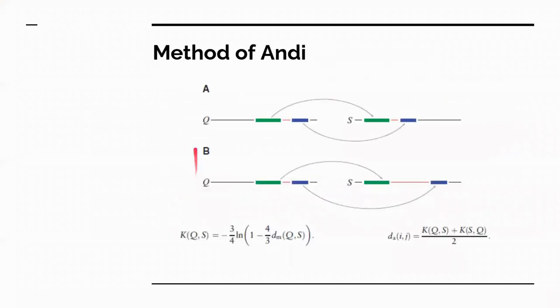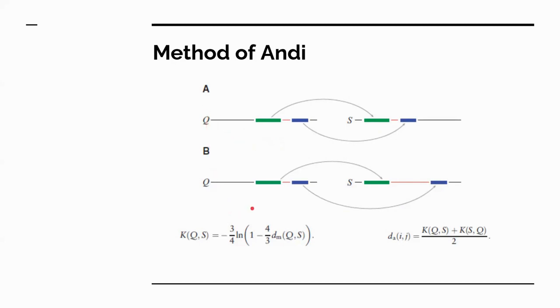Now let's look at some of the related works. Here, Q and S are 2 DNA sequences, and these green and blue portions are anchors. Anchors are maximal matches between the sequences Q and S, which has some minimum length. Now we look for equidistant anchors as shown in A.